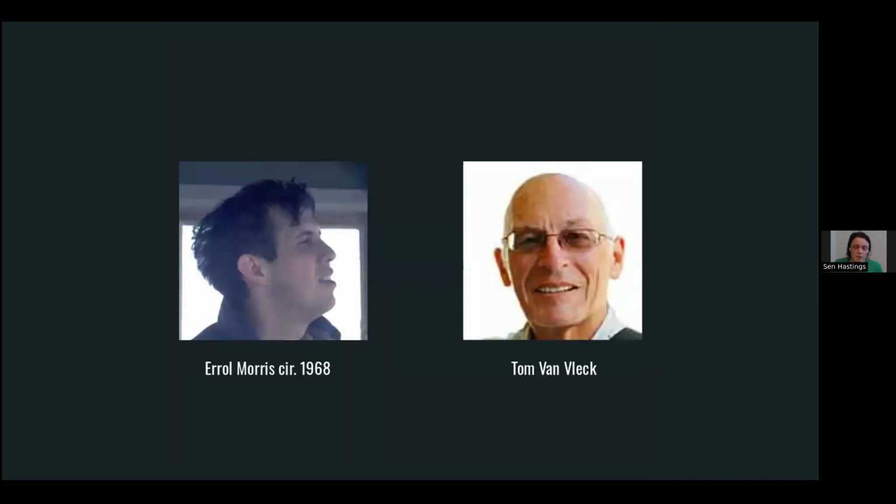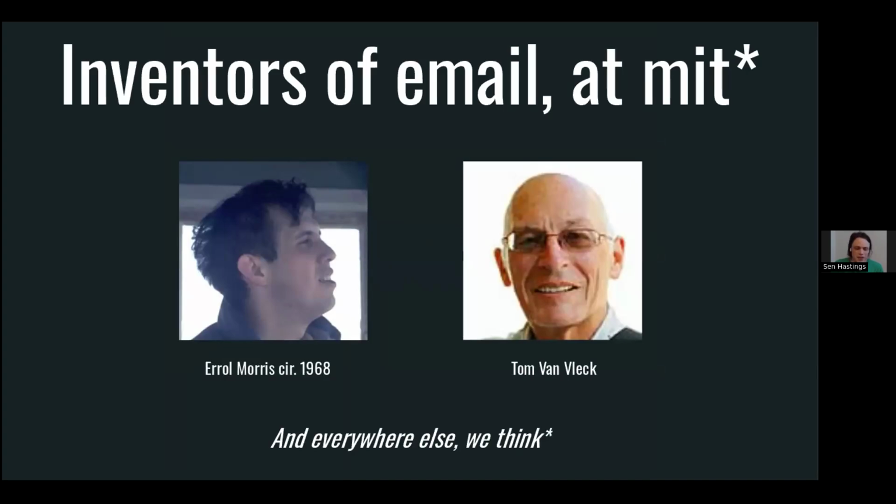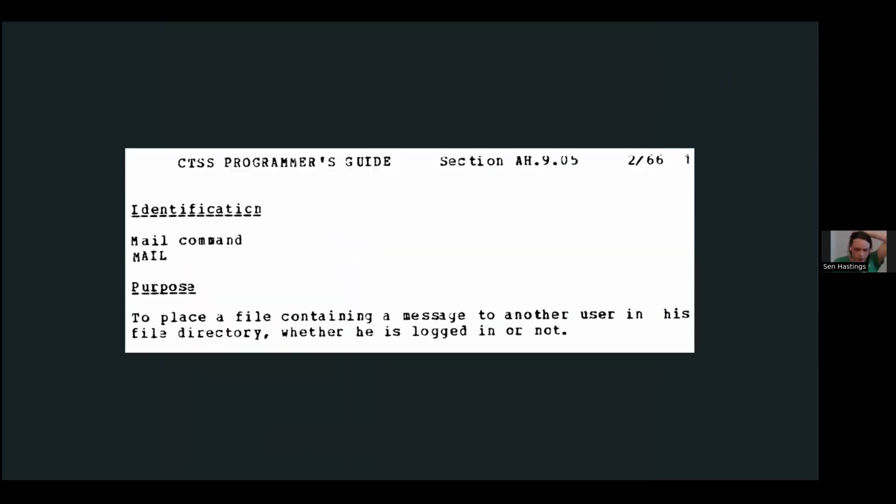By the time Neil Voris and Tom Van Vleck were working for the political science department in the spring of 1965, the proposed command had not actually been written. So they decided to write it themselves. Their implementation had some slight differences from the original specification, and that was then documented in section AH.9.05 of the February 1966 version of the CTSS Programmer's Manual.